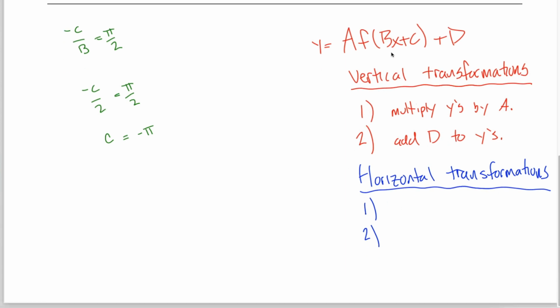You're probably thinking I'm going to write something about b right here, because of course you multiply before you add. I'm not going to. Horizontal transformations are always backwards. At least that's what I tell my students. It's an easy way to remember this. You'd think you should do b before c, but you're not going to. You're going to do c before b. Why? Because they're horizontal, so they're backwards.